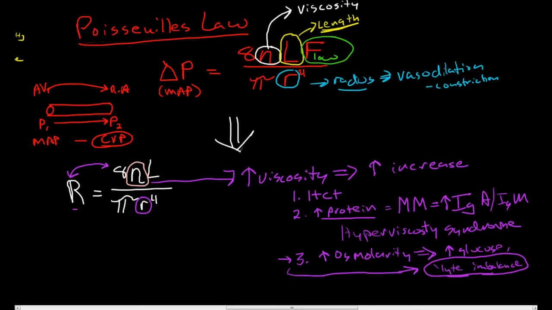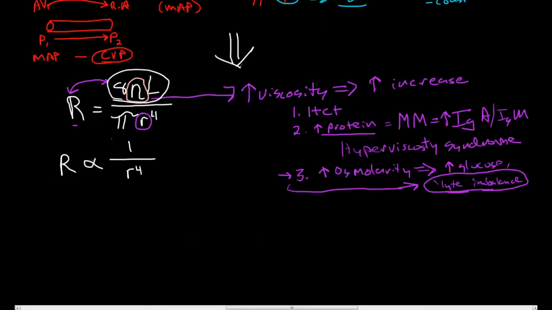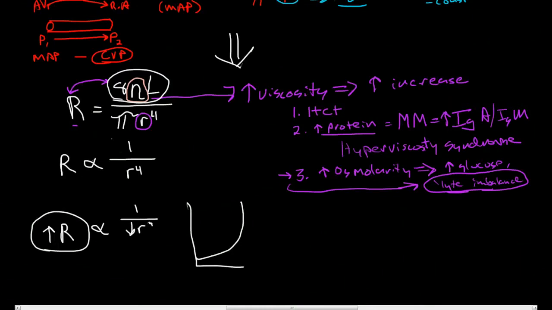Now, radius is really important to understand because resistance is inversely correlated with radius to the 4th power. So that means if you decrease radius, then you are going to increase resistance to the fourth power. So there's a parabolic relationship here. Very small changes in radius will make very large changes in resistance.